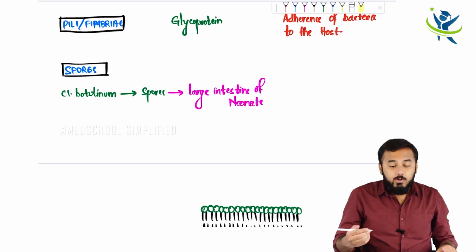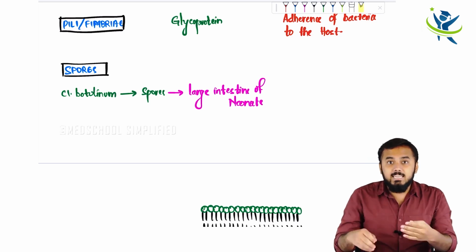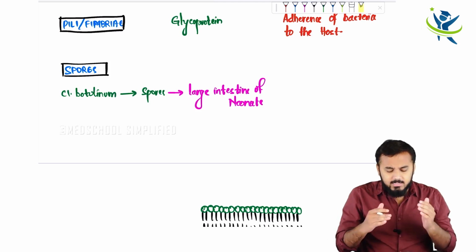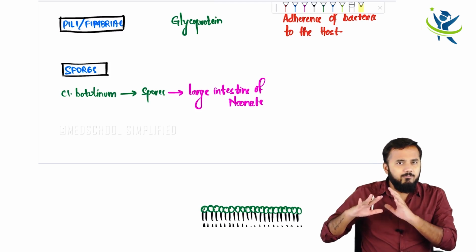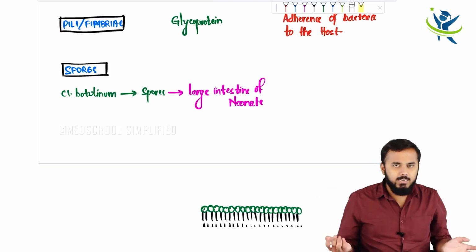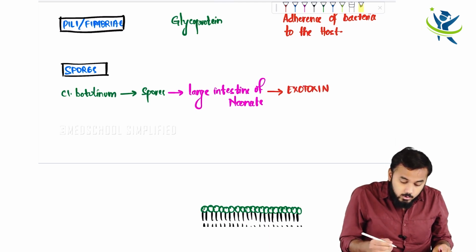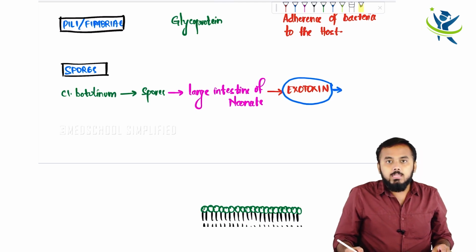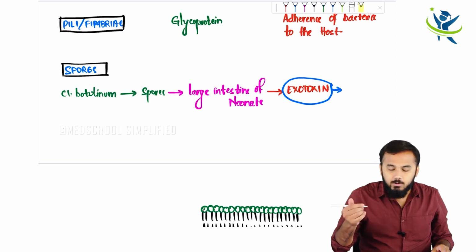So what will happen is that these spores in the large intestine germinate and release a potent toxin called exotoxin. I have explained this clearly in a Clostridium tetani lecture separately, so you will have a very detailed explanation there, but this is just an introduction. So they will release an important toxin called exotoxin. And what is this exotoxin going to do? This exotoxin will cause neonatal botulism or infantile botulism.